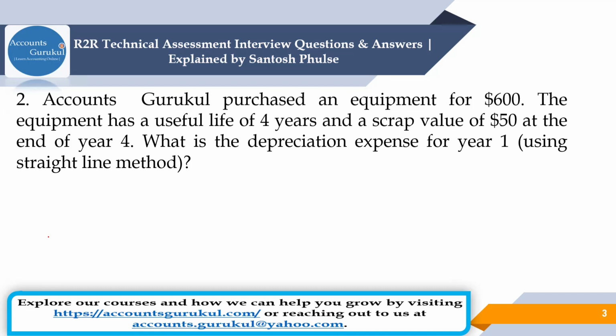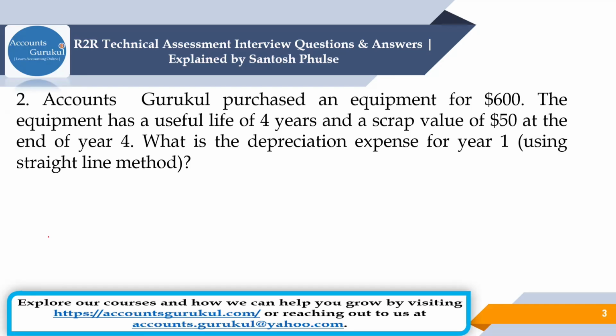Now here as well, there's no need to see the options. We ourselves are able to do the calculation of this. How much is total value? 600. The equipment has a useful life, how much is 4 years? And the scrap value is 50 at the end of the year 4. It means that by end of the 4 years, we want the value of that equipment remains in the books as 50. So what we have to do, 600 less 50, it's a 550. That 550 divided by 4, and that's going to be the depreciation for 1 year.